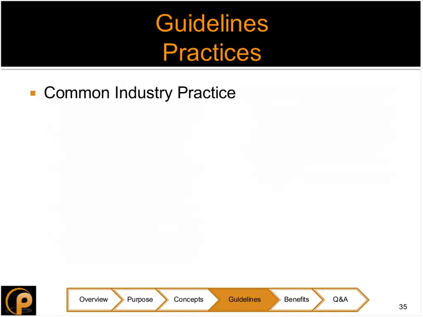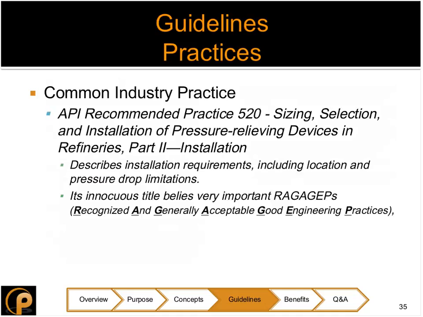So what do we have as far as industry practice? I think the most common one that most of us may be familiar with is API 520 Part 2. Practices are full of good advice of things that you should do. Practices may eventually grow into standards. API 520 Part 2 isn't just full of good advice, it's full of RAGAGEPs, which are recognized and generally acceptable good engineering practice, which may carry certain legal significance.